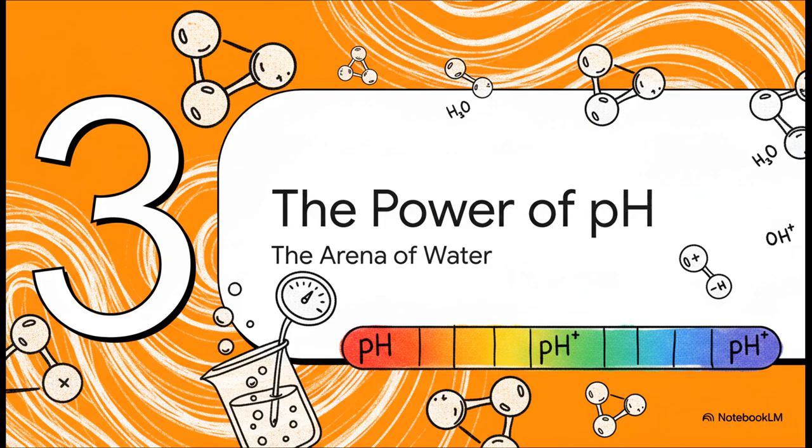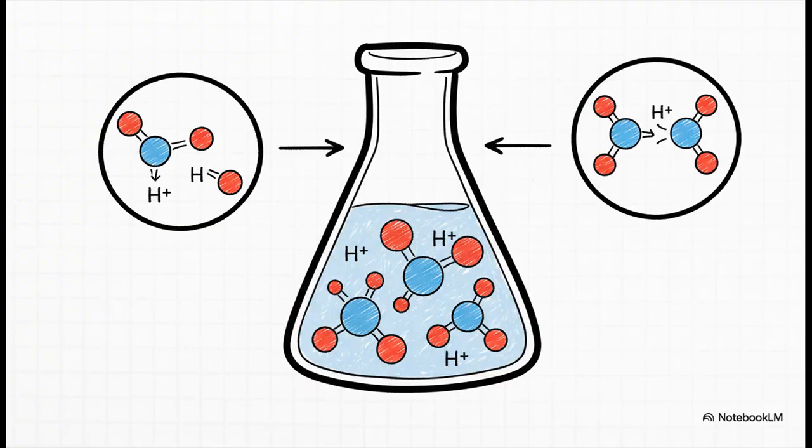And that, my friends, is where pH comes into play. Now, get this. Even in a glass of the most perfectly pure water, there's a little bit of action going on. A tiny, tiny fraction of water molecules are constantly splitting into hydrogen and hydroxide ions, and then immediately snapping right back together. It's called self-ionization, and it's like a constant, quiet hum in the background of every aqueous solution.